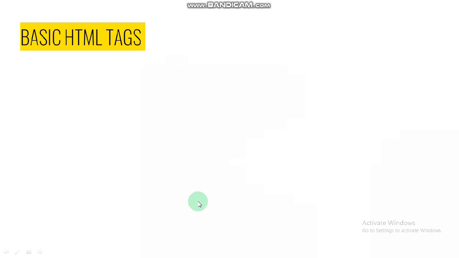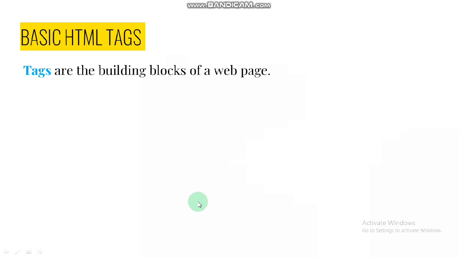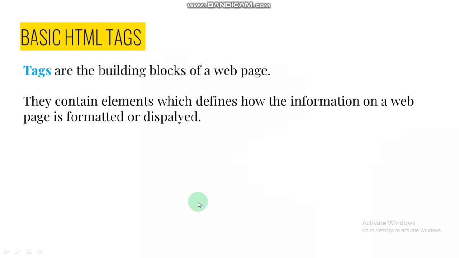Now we shall see some basic HTML tags. Children, HTML is a tag-based language and contains various elements, tags and attributes. Tags are the building blocks of a web page. They contain elements which defines how the information on a web page is formatted or displayed.